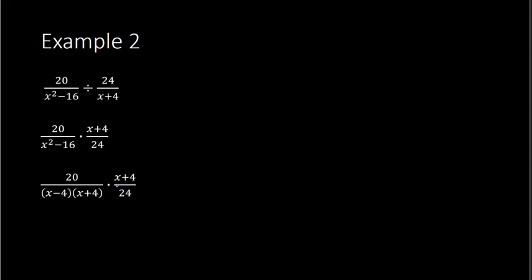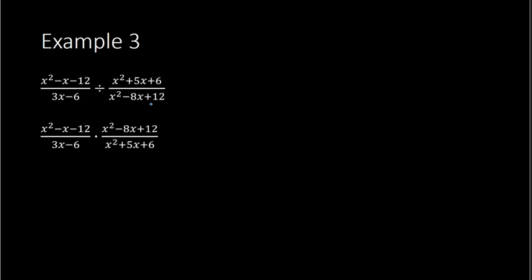Now that I've factored, I can simplify. So we have x plus 4 on the top, can divide with x plus 4 on the bottom. And then 20 over 24, I can divide both by 4 to get 5 over 6. So what I have is 5 on the top, and then 6 times the x minus 4 on the bottom. So that would be my solution.